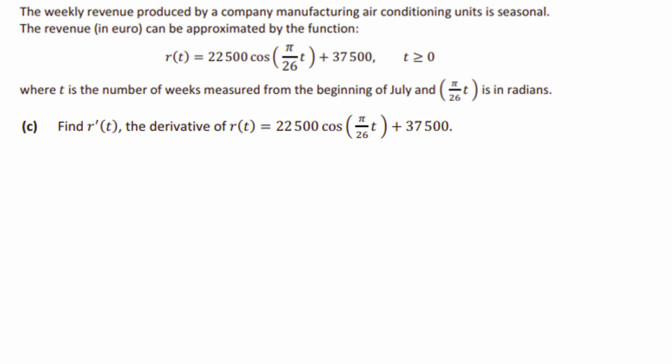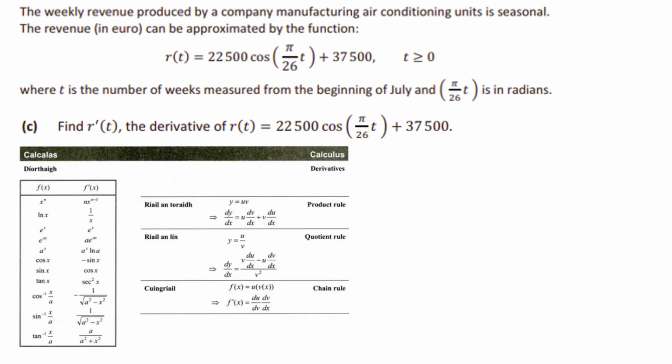So part C is asking us to find r dash of t, which is the first derivative of the revenue function we've been given at the start. So in order to work with any kind of differentiation, go to page 25 of your log tables. We're working with a cos function, so we're working with this line here. So when I differentiate cos, it goes to minus sine.